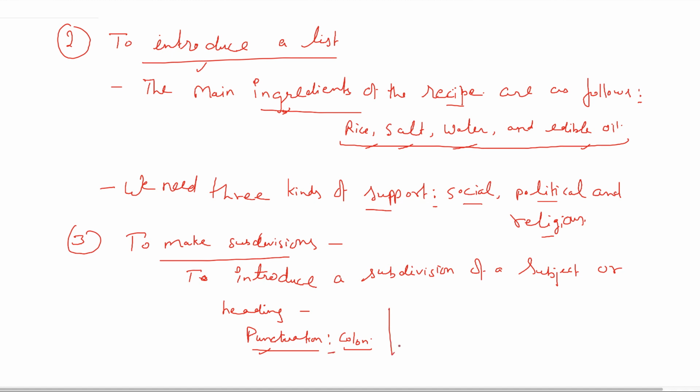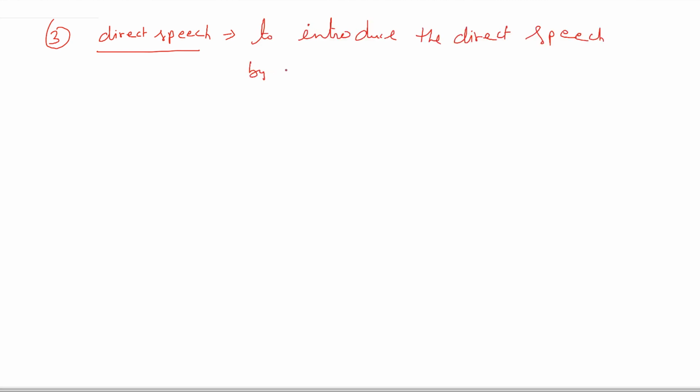Or sometimes we use it for a subtitle, like Othello: The Moor of Venice. So here the subtitle is introduced with the help of this colon. So it is used for introducing a subdivision of some title, subject or heading, or for introducing the subtitle of some title. The next use of the colon is in direct speech, when the direct speech is introduced by a name or short phrase.